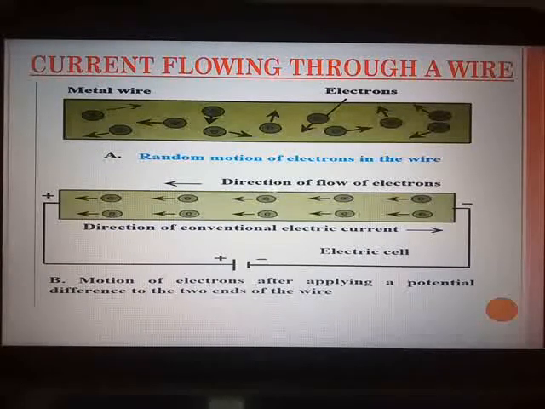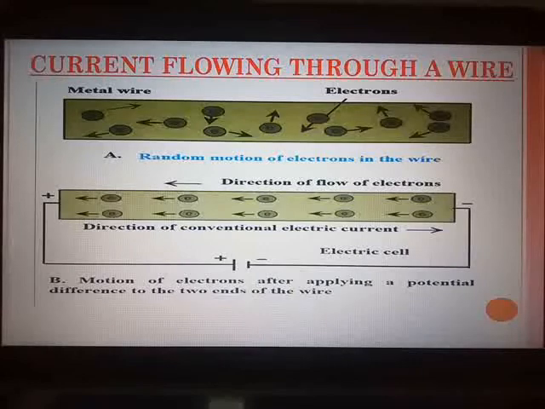You can see there are two figures, figure A and figure B. As you can see in figure A, if a conducting wire is not connected to any cell, then its free electrons move randomly. You can see the random motion of the electrons in all directions in the space between the atoms. But when we connect the ends of the wire to the two terminals of a cell, you can see in diagram B, what will happen?